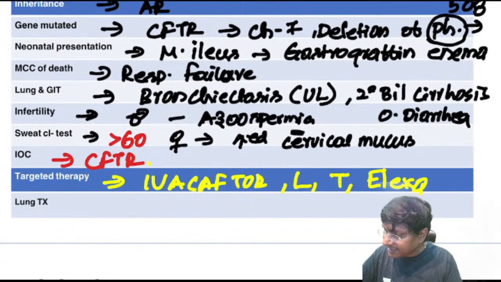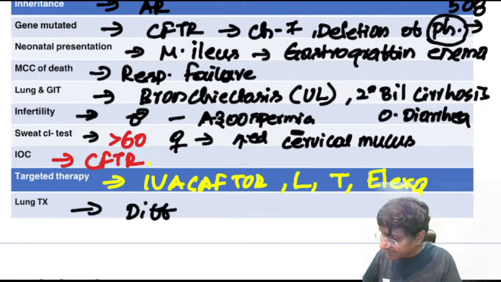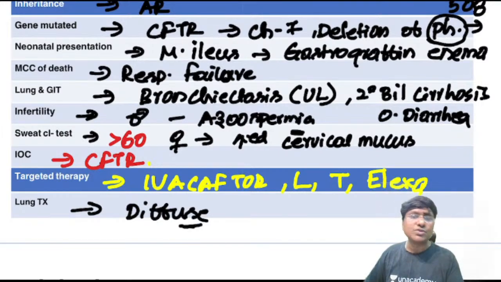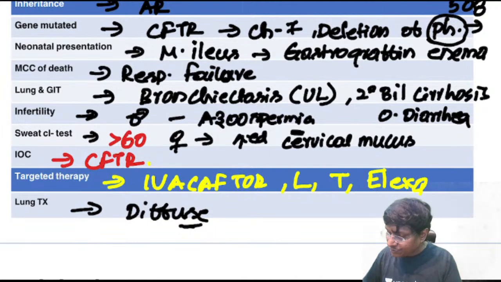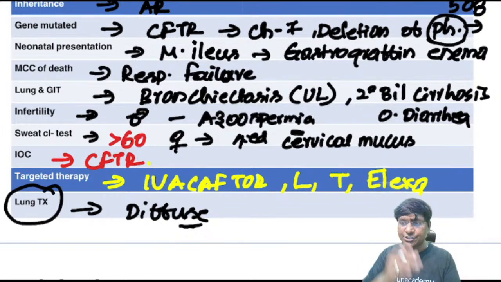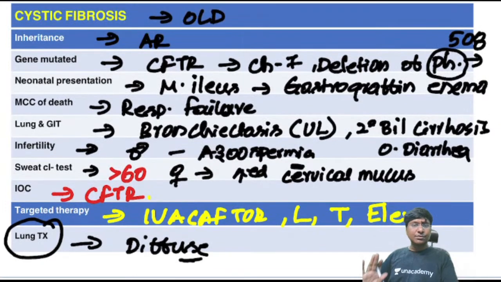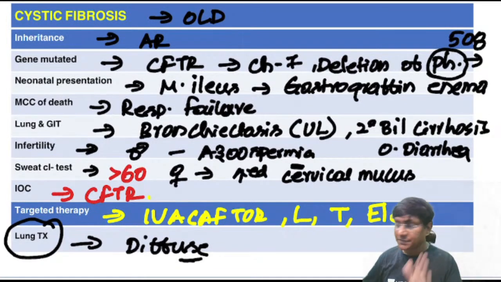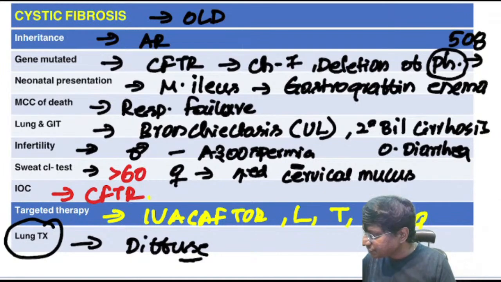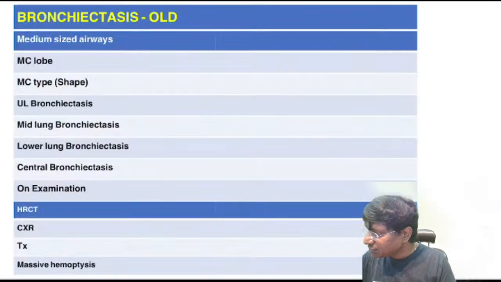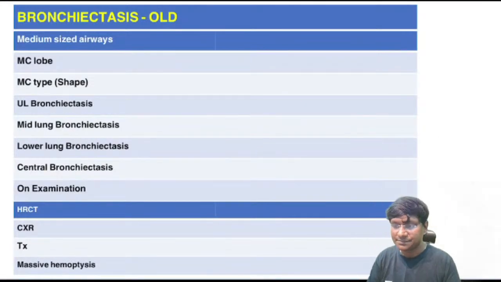Then when diffuse lung involvement is there, you need to do lung transplantation. Okay, so this is about your cystic fibrosis. Quick revision, right? The next topic for the revision will be bronchiectasis.